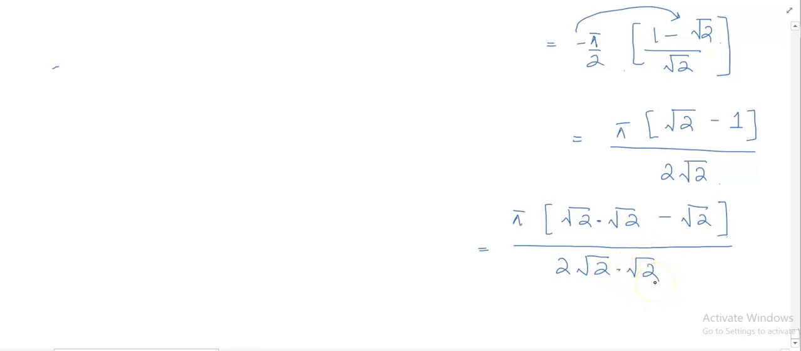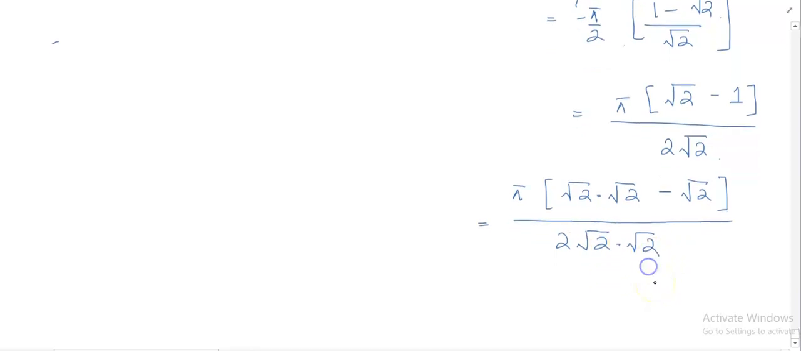So what I will end up getting is pi times 2, because square root of 2 times square root of 2 is going to be 2, and 2 minus square root of 2 divided by these two would give me the 2. So 2 times 2 is a 4. So ultimately I end up getting this thing, which was actually desired or asked in the question initially.